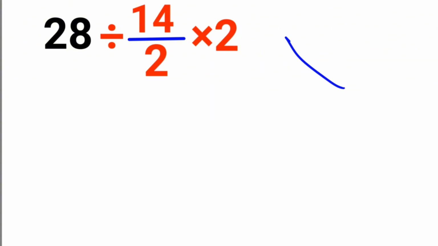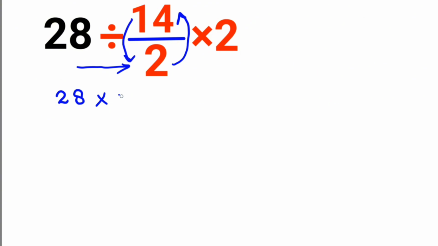2 is not our answer, so we have to solve it according to some order of operation. We have to move from left to right while solving this question. So 28 as it is. Divide is changed into multiplication. 14 over 2 is flipped, and it will become 2 over 14 times 2.